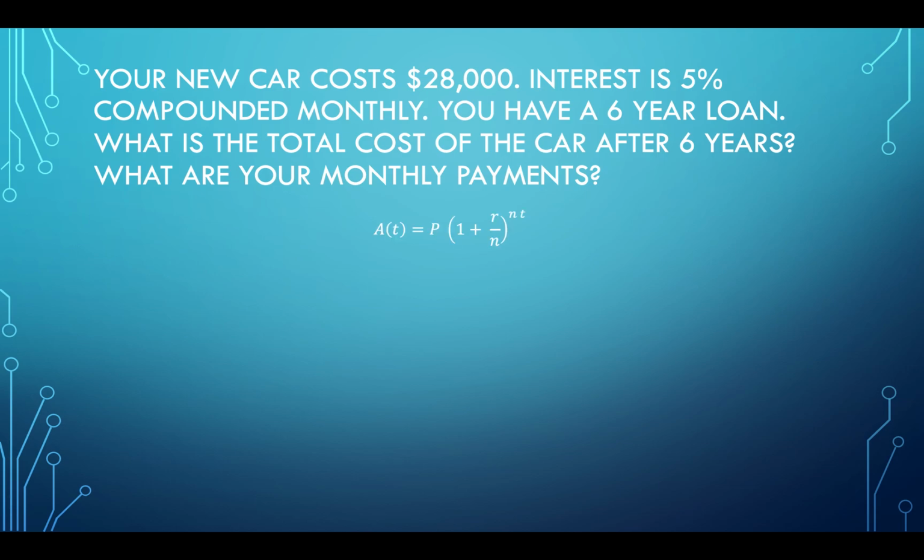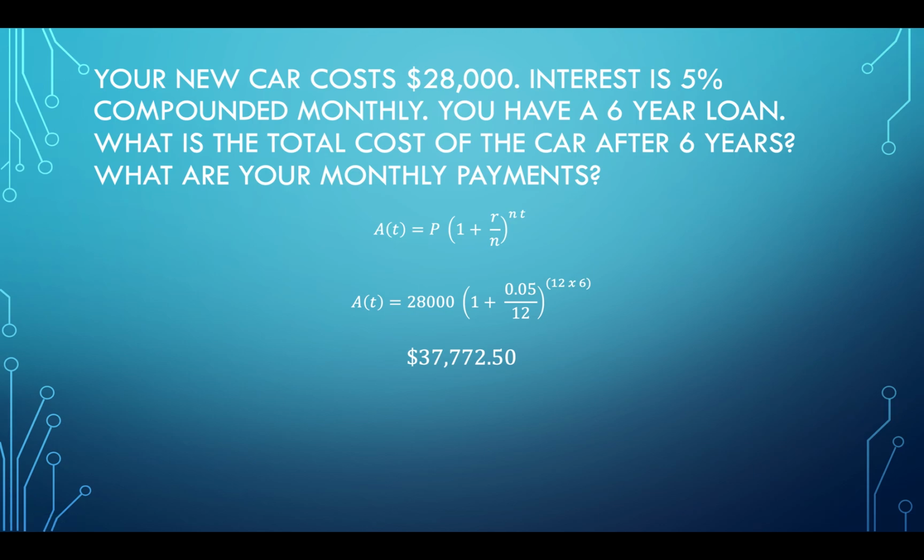So we're going to go ahead and plug into this formula. We know our principal is $28,000, so we're asking the bank to borrow $28,000. Our R is 5%, and remember 5% has to be converted to a decimal, so it's 0.05. Our number of compounds is 12 because it's monthly, and our time is 6 years because we have a 6-year loan. So we go ahead and plug that all in.